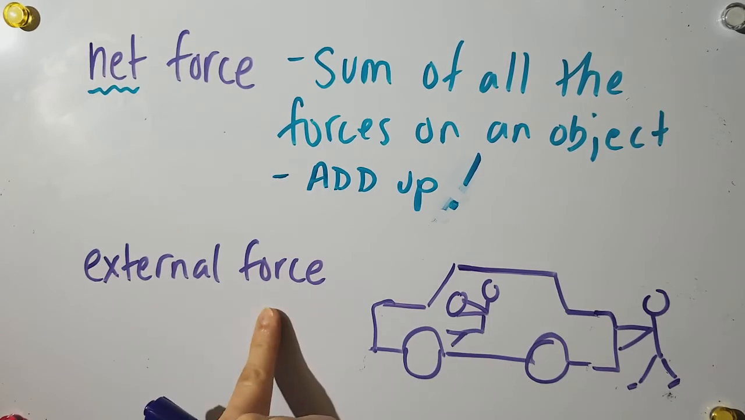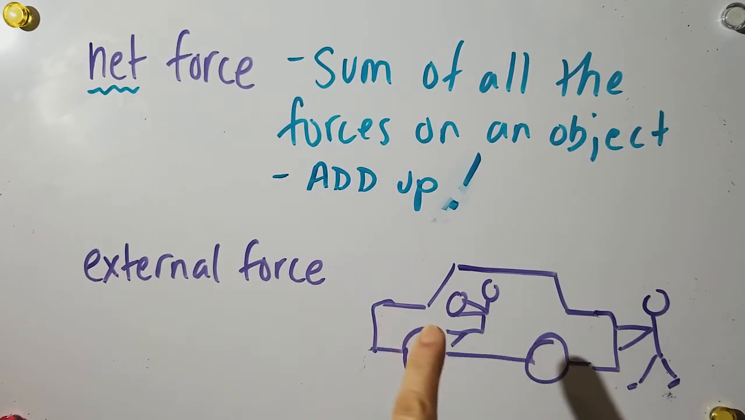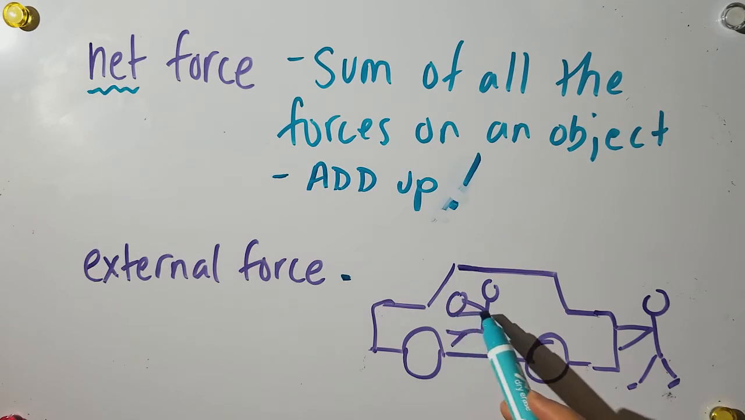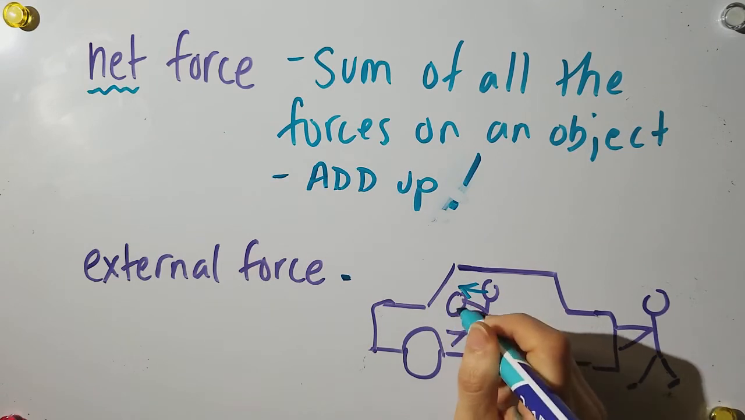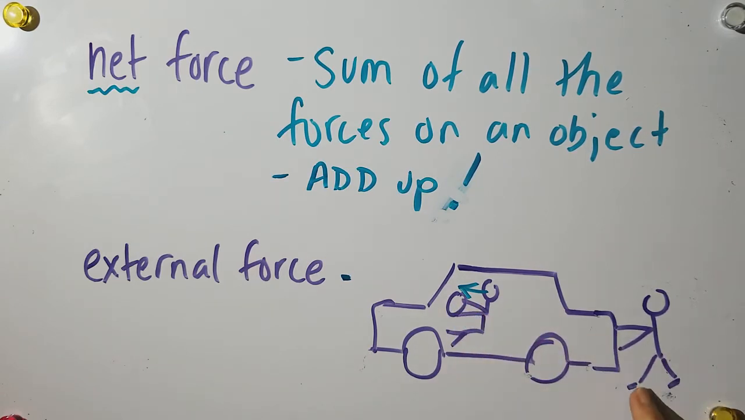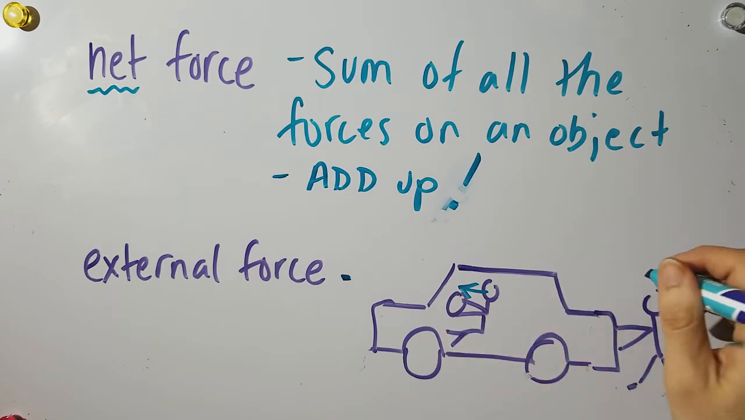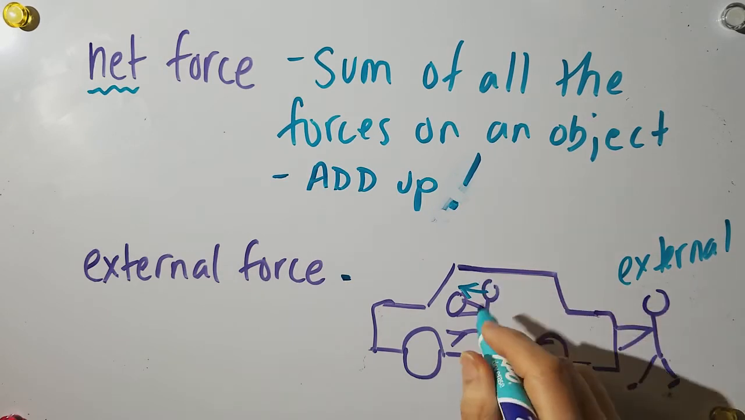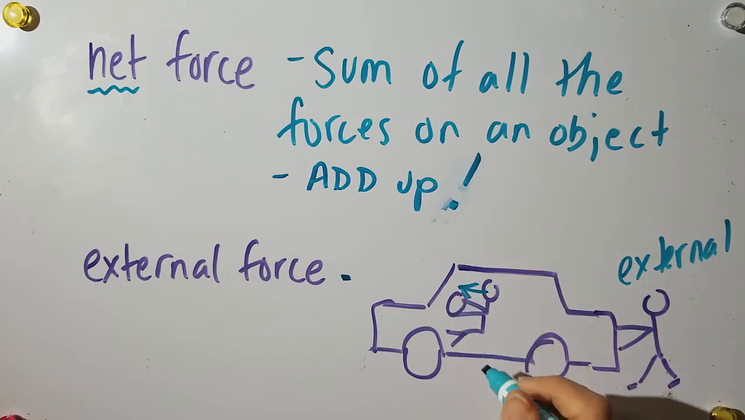Now, external force means exactly what it means. So if I'm talking about a car, how do I make that car move? Well, an internal force, if I'm pushing on the steering wheel, that's not going to make the car go. I need to place an external force, so on the outside of the object. So this is external, okay? This would be, if someone was pushing on the steering wheel, this would be an internal force.